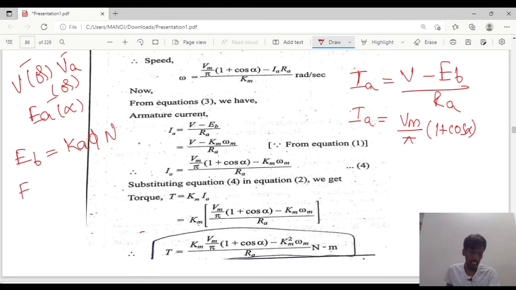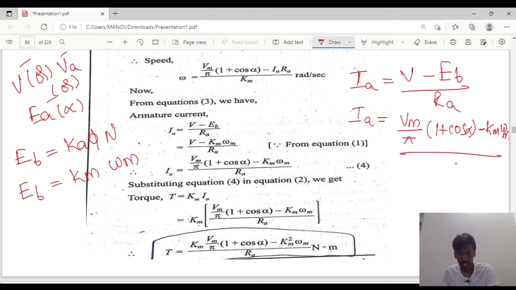I can represent this Ka pi as constant Km. So Km into N, or I can also represent it as omega m. So this value is Vm by pi (1 plus cos alpha) minus Km into omega m by Ra. This is the current equation. So we can represent the torque equation also.